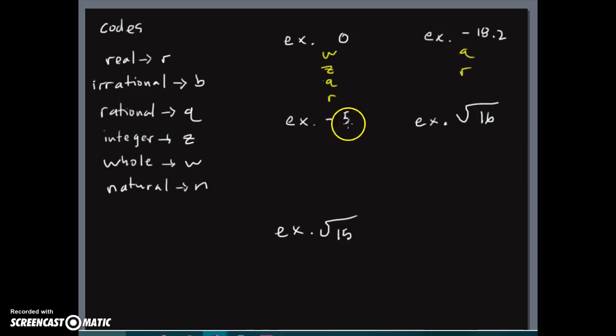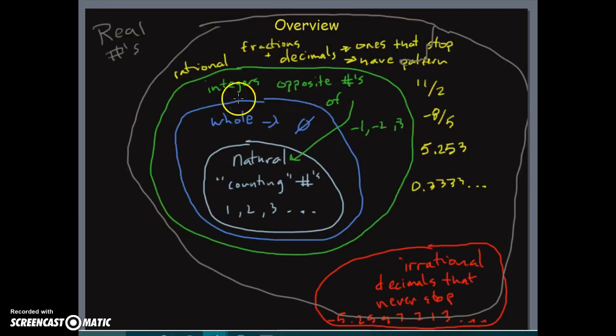Cool? Negative 5. Well, I know that 5 is a counting number because I can count to it, but negative 5 is the opposite of a counting number. So what's the group that has the opposite of counting numbers? Looks like it's integer, so I know that negative 5 is integer, rational, real.